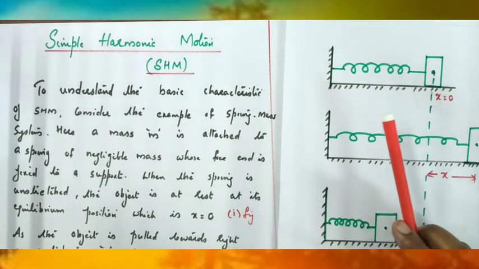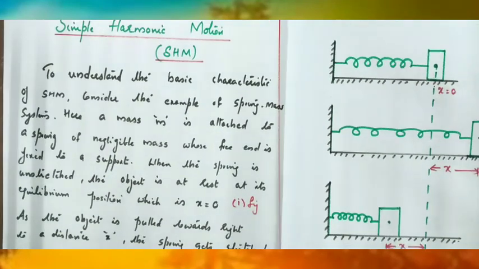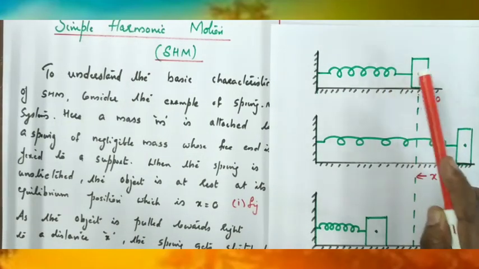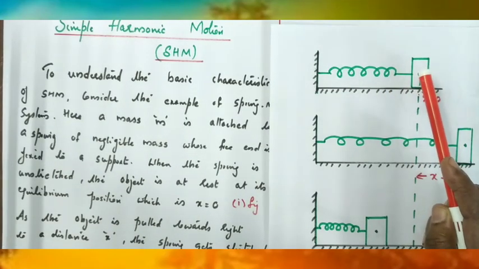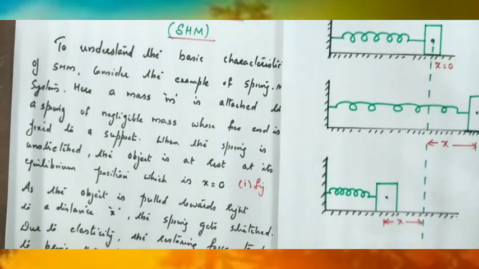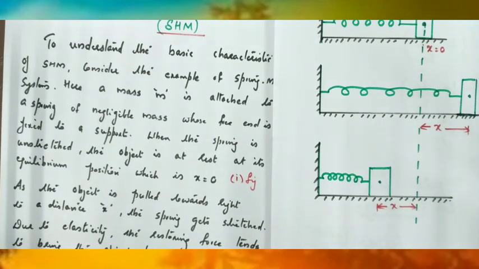When the spring is unstretched, the object is at rest at its equilibrium position as shown in figure 1. So according to this figure, the mass is attached to the spring and it is at rest. No external force is given and hence it is in the equilibrium position. As the object is pulled towards right to a distance x, the spring gets stretched.